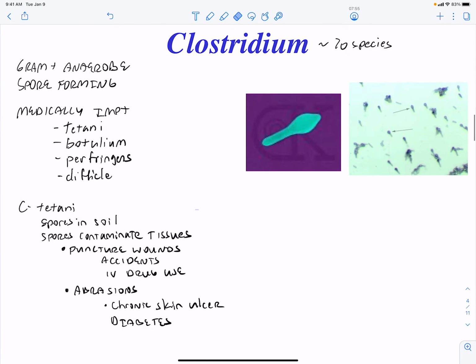Now, the next species in this group is Clostridium. Clostridium has over 70 actual bacterium within its species. The medically important Clostridiums are listed here: tetani, botulinum, perfringens, and Clostridium difficile. Our Clostridiums are going to be anaerobic gram-positive spore-forming, so that's very critical. They form spores. Tetani is going to have spores widely distributed in the soil, and actually most of them do. Botulinum also has widespread spores. The spores are going to be able to get into tissues via wounds or abrasions.